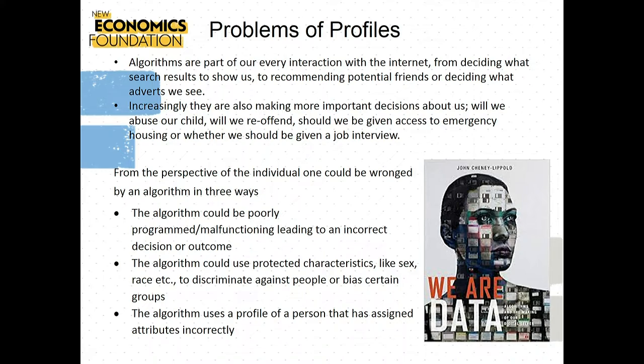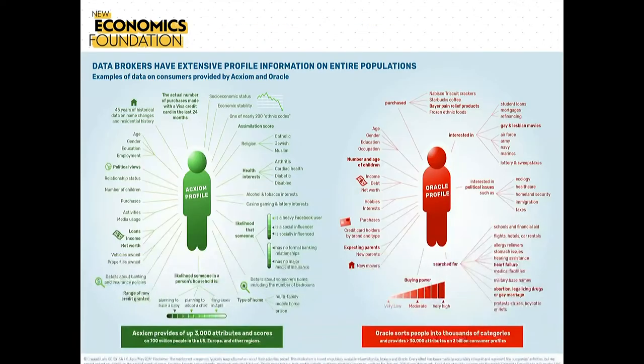The algorithm could use protected characteristics. It could use things that it's not allowed to use to make its decision. And we've seen some examples of that in the US, with housing adverts not being placed in front of people of color, things like that. So it could use race or sex as an opportunity to discriminate, or a proxy, and algorithms are very good at discovering proxies. So often for race, it can use address and postcode, things like that. But the third way that we could be damaged is if the algorithm is in fact using incorrect data about us. It's not actually assessing us, but it's assessing an incorrect model of us.